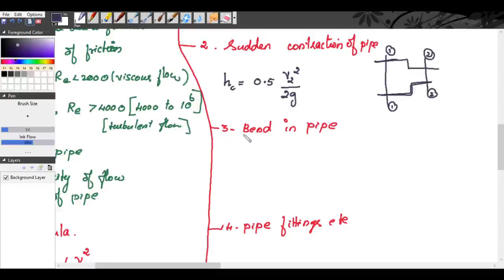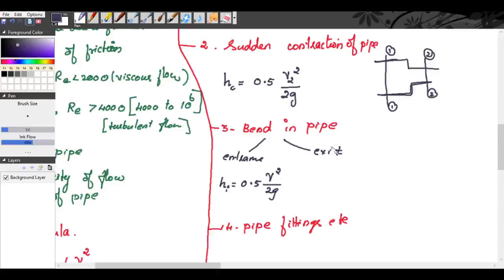I told you the third case is it may be due to the bend in a pipe. That means the bend can be at the entrance of the pipe or at the exit of the pipe. So if the bend is at the entrance of the pipe, the formula is HI is equal to 0.5 V square by 2G.